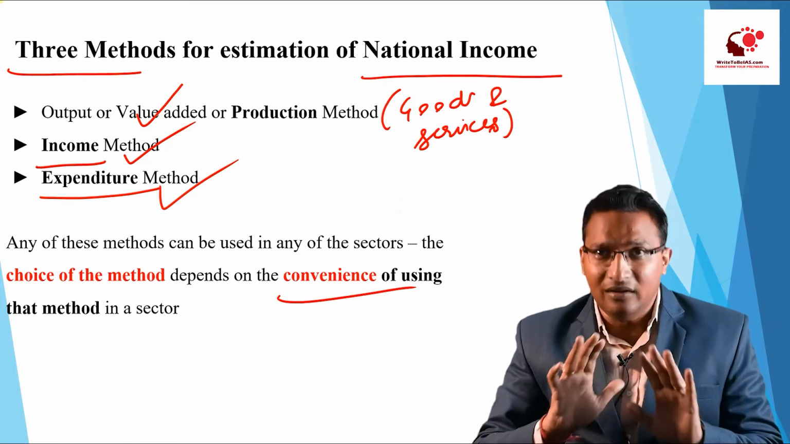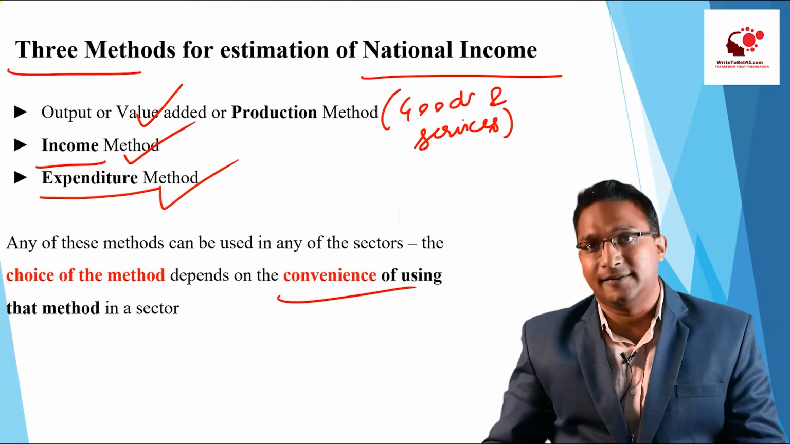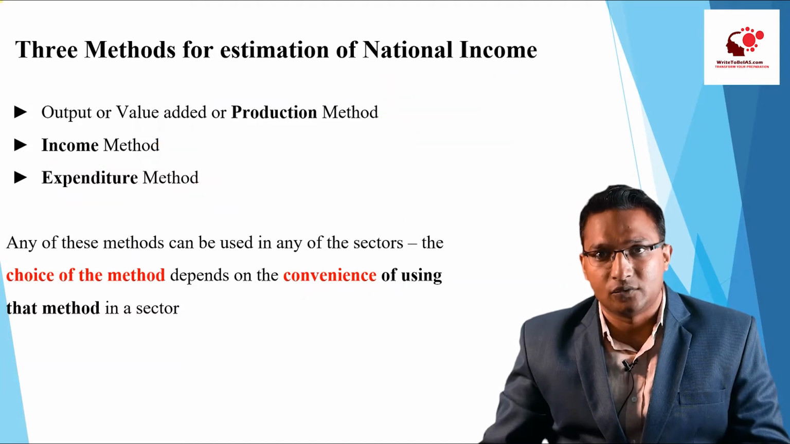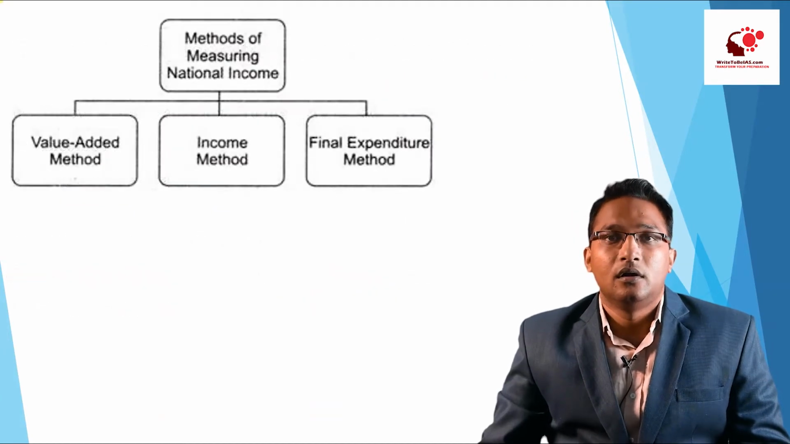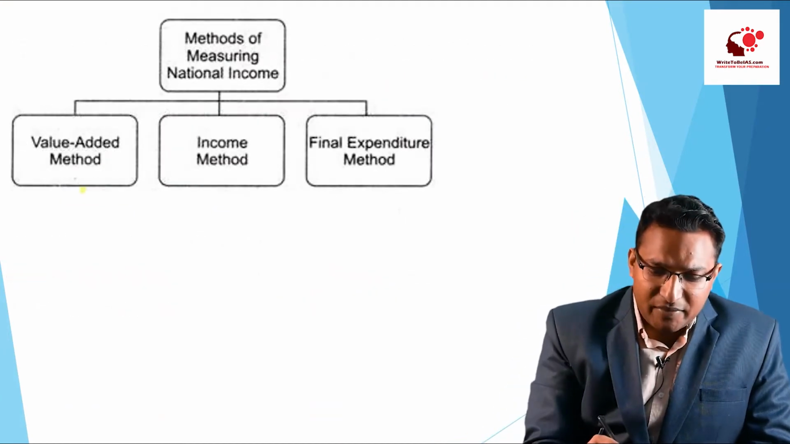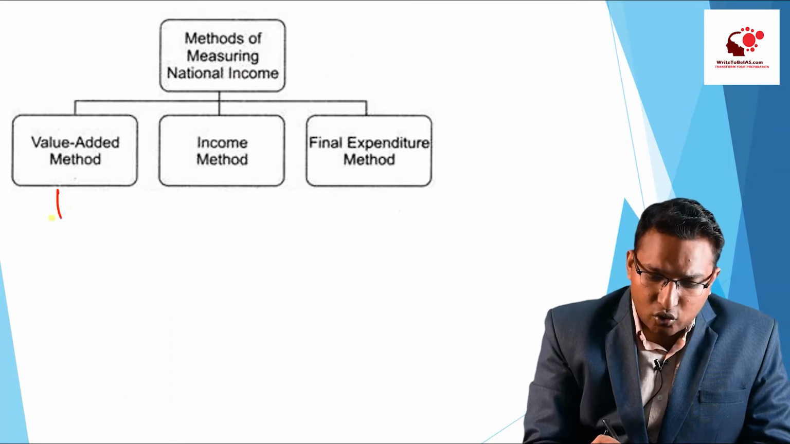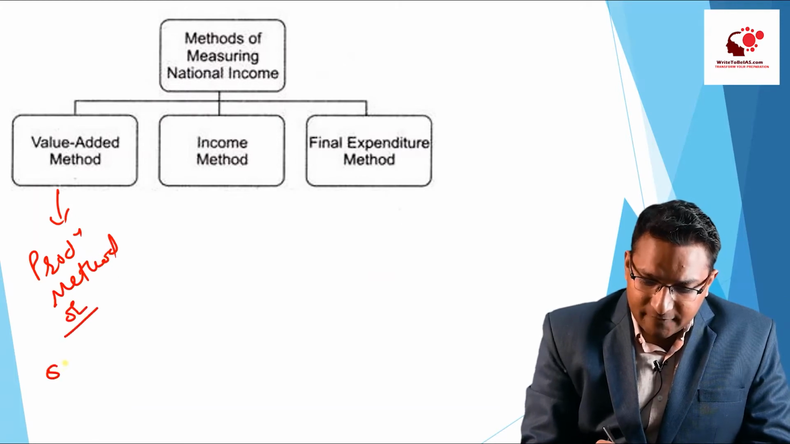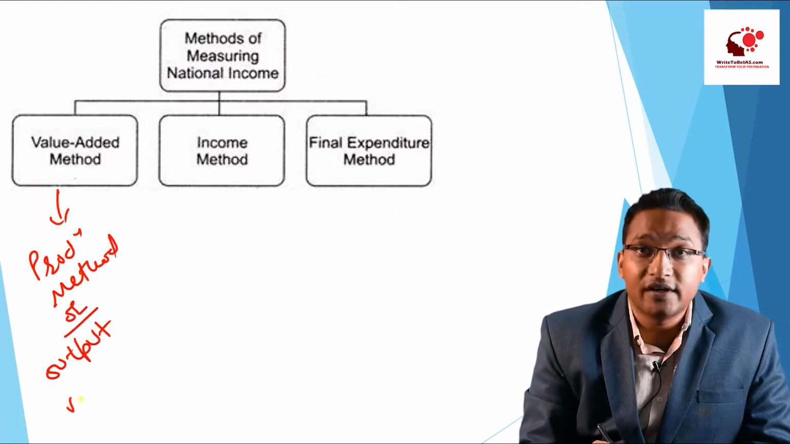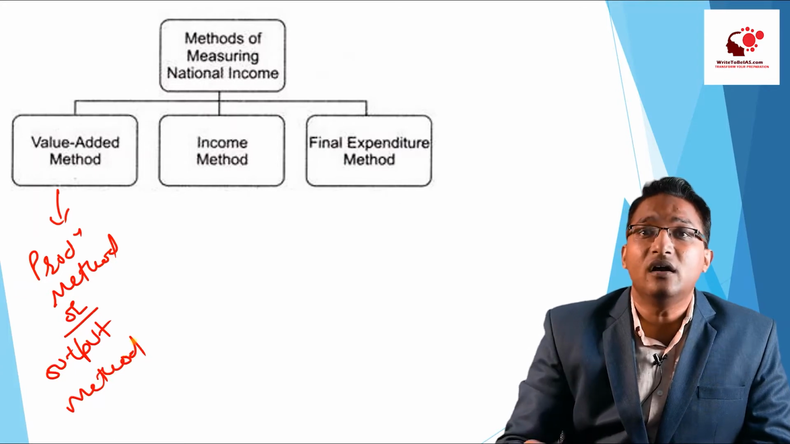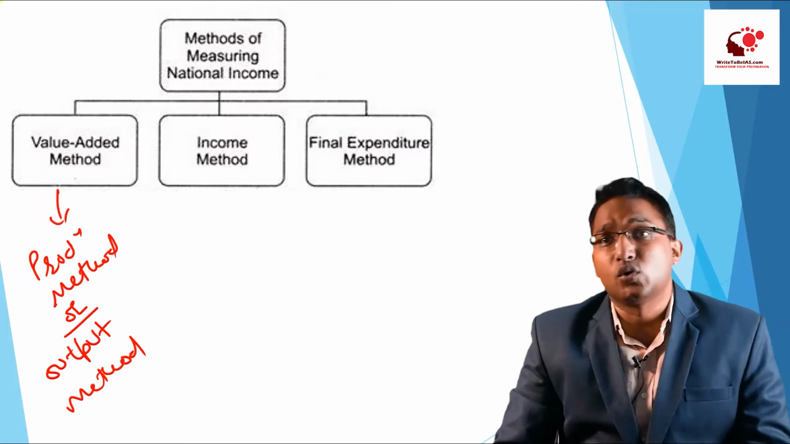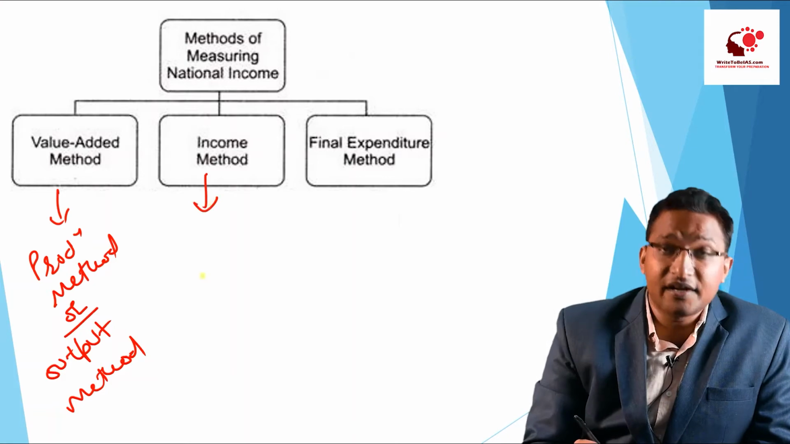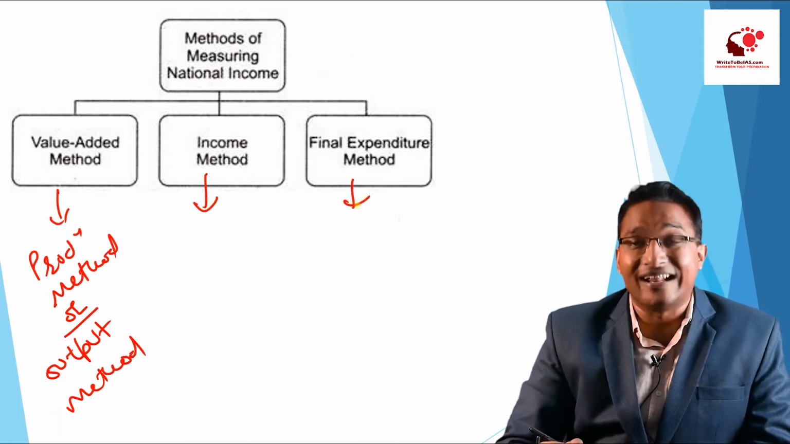The income amount will remain same. The method can be any, right? Now, so first is the value added method, or this is also known as the production method or output method. So here we are calculating the income of the person based upon the goods and services. Here it is the income method, and then we have the final expenditure method.